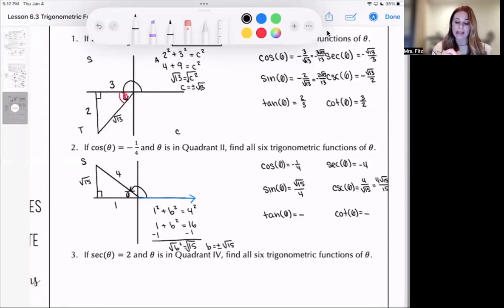Tangent is opposite over adjacent, which would be negative root 15 over 1, which is just negative root 15. Cotangent would be negative 1 over root 15. And if you were to rationalize that, you get negative root 15 over 15. Okay, so that's as much as we are going to be doing together.